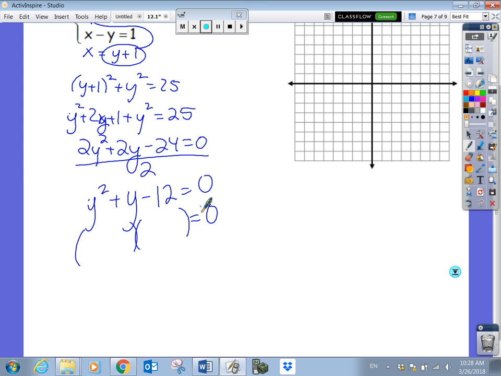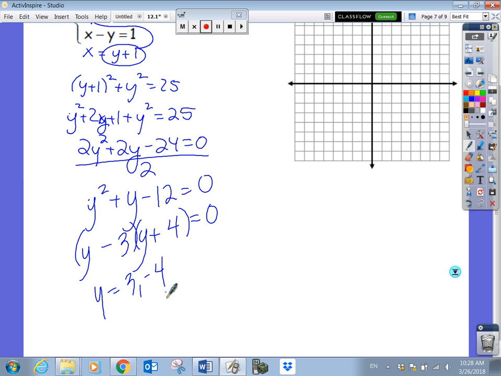So now, if you want to use the quadratic formula, you are more than welcome to do that. I would not do that. There's too much work involved. So we get y equals 3 and negative 4. That is not a coordinate point.